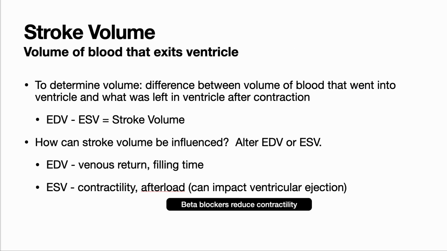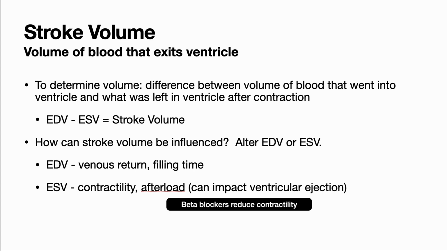So stroke volume is the amount of blood, or the volume of blood, that exits the ventricle and either heads off to the lungs if we're talking right side, or heads out to the body if we're talking left side. So to determine that stroke volume, we're going to have to take the difference between the volume of blood that went into the ventricle versus what was left in the ventricle after contraction. In other words, when ventricles contract, they do not eject all of the blood out into the pulmonary trunk or the aorta. Some blood gets left behind. So that's not part of the stroke volume. So we have to take that into account.